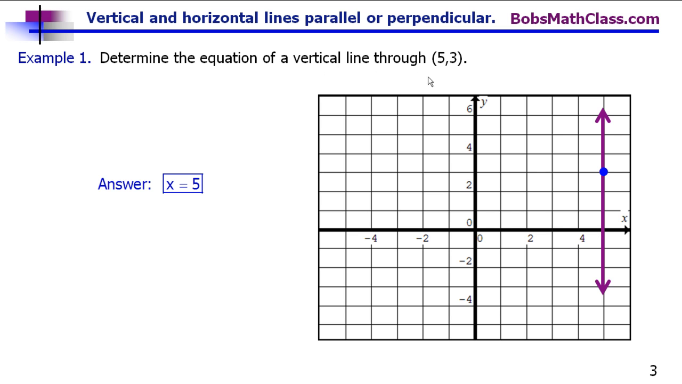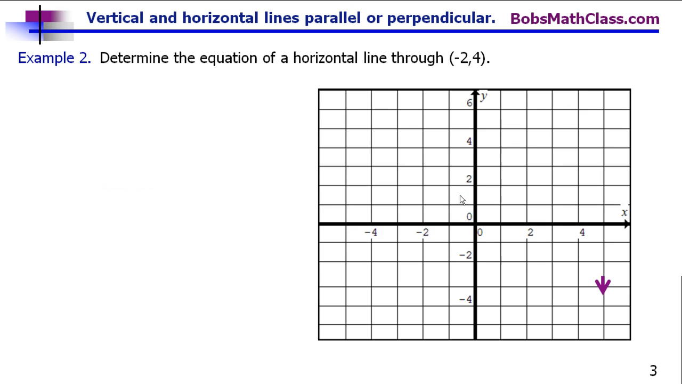So if we want a vertical line, we simply look at the first value, and it will be x equals that number for a vertical line. If we wanted a horizontal line, it would always be y equals the y value. Okay, so for this one, the answer was x equals 5.